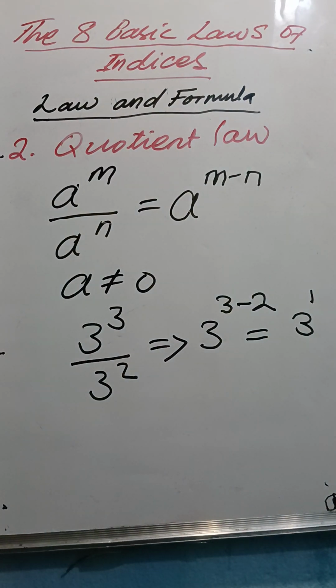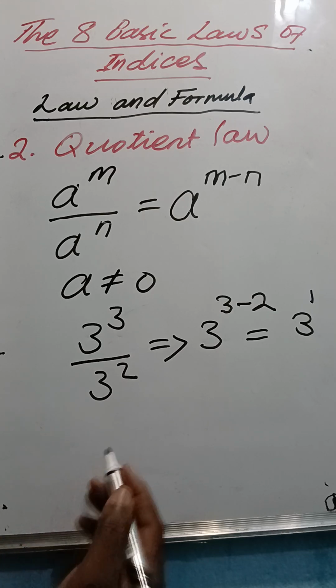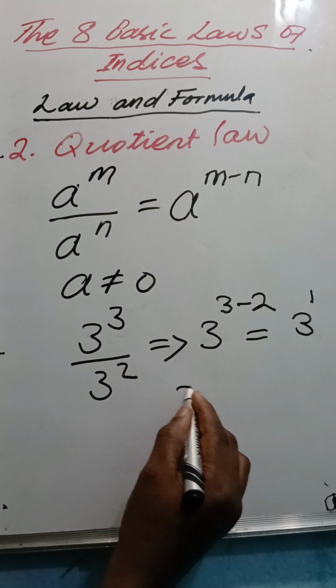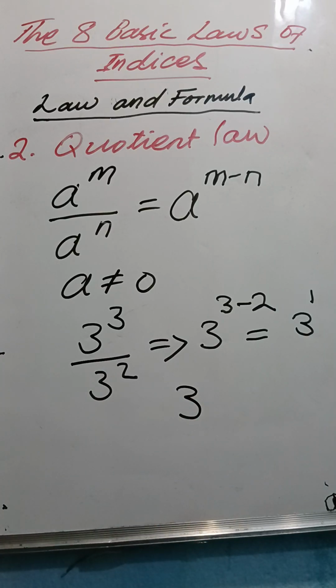And 3 to the power 1 means 3 cannot be multiplied by itself any times. So it will just be there. So all we need to write is 3. Okay?